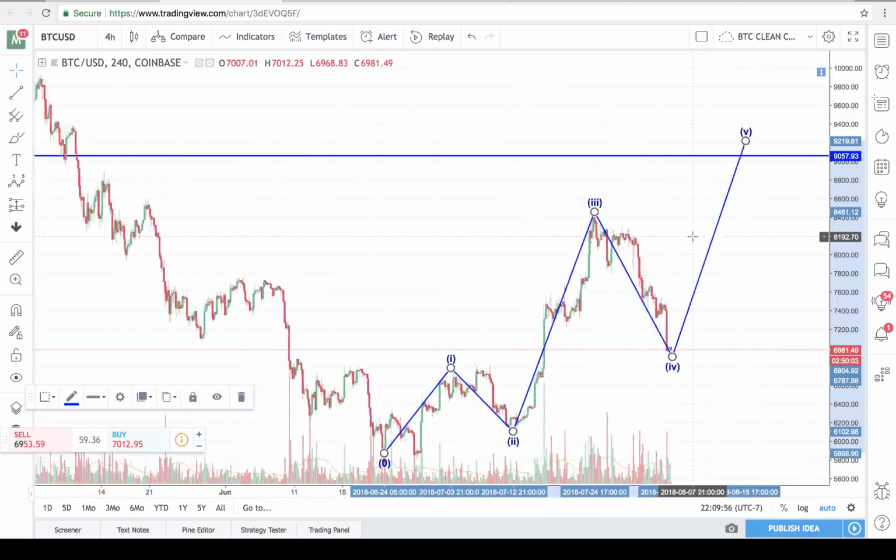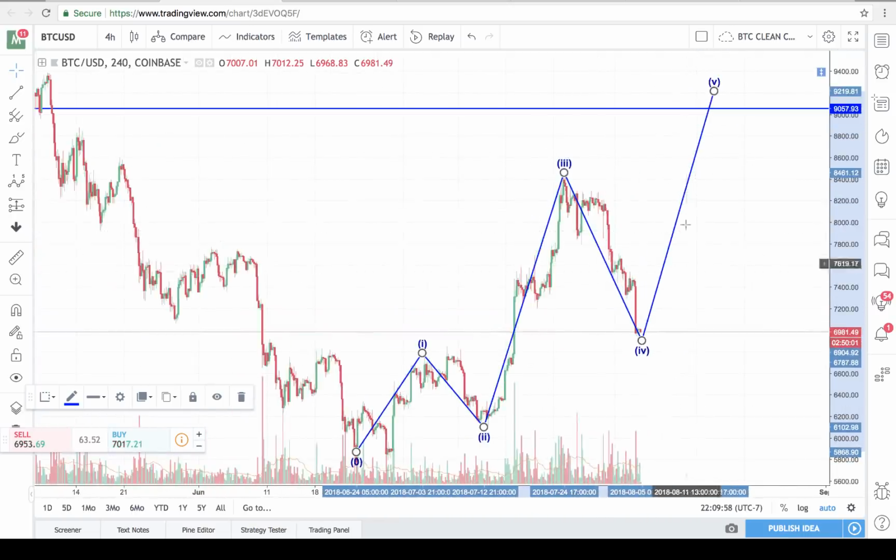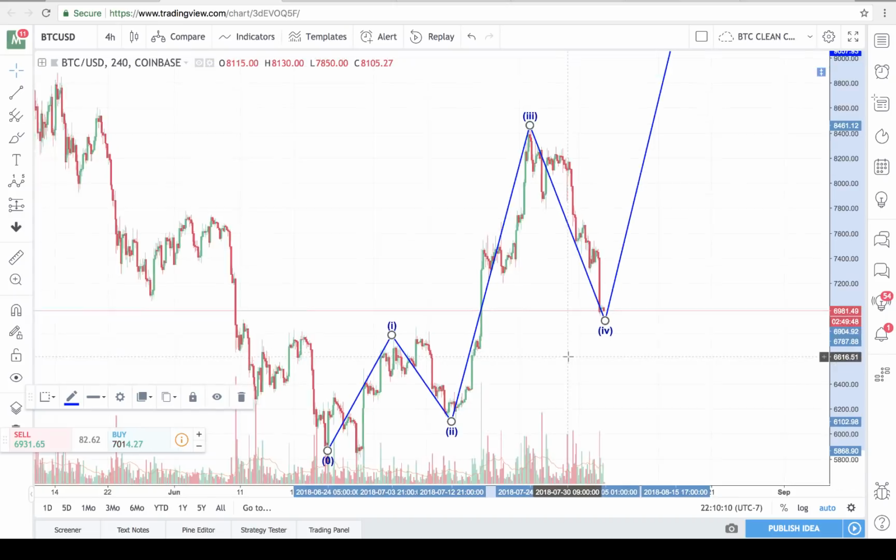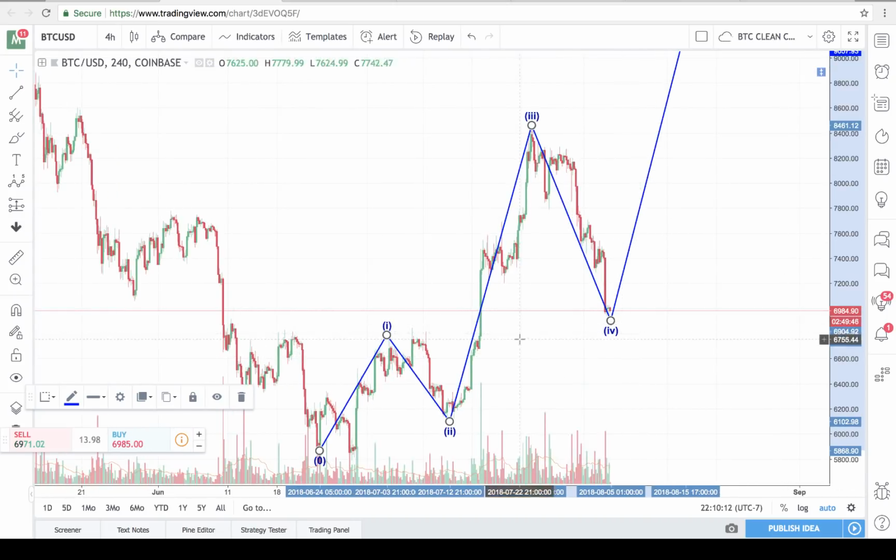And so again, the problem with this particular count that I'm seeing, now technically you could argue it's still valid. We haven't dipped below 6.8 thousand, which is the end of wave 1. Our fourth wave hasn't gone below that yet. So technically, in that sense, you could say it looks valid, or it's still feasible. However, if we look at this third wave, this is the biggest problem I had with this count.